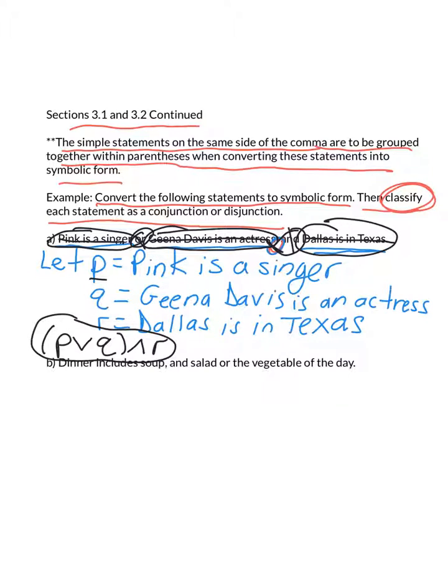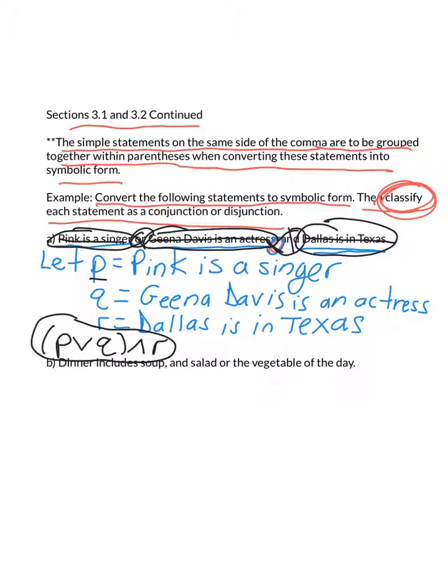Let's take a look at one more example. Oh, but before we do that, I almost forgot the second set of directions. We need to classify each statement as a conjunction or disjunction. You're going to look at the symbol that's not a letter. So your non-letter symbol, typically it's an arrow. The arrow that's outside the parentheses, and that's going to be its official classification.